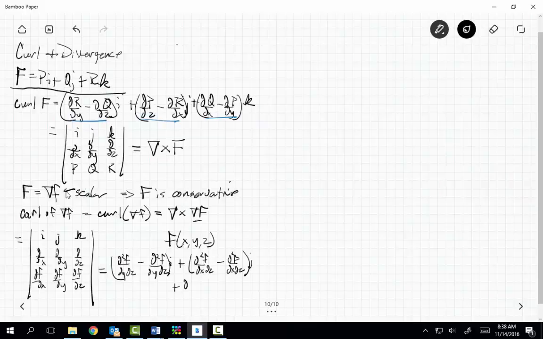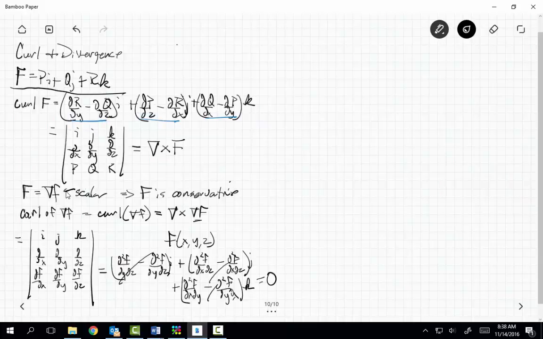And then, last but not least, d2f over dx dy minus d2f over dy dx. I know I should be saying partial; I'm being a little lazy here, I apologize. I should write these as dx dz and dz dx, dy dz and dz dy, dx dy and dy dx. But we know by Clairaut that I can flip those around. Everything cancels, and guess what? I get 0. That's pretty cool.